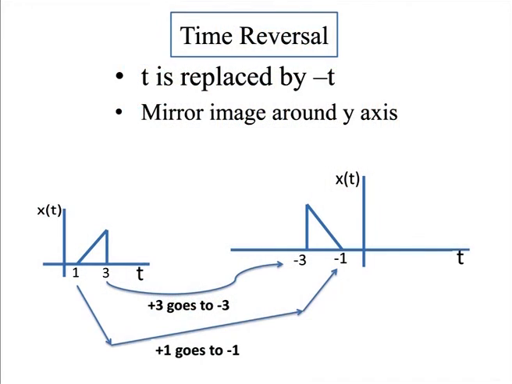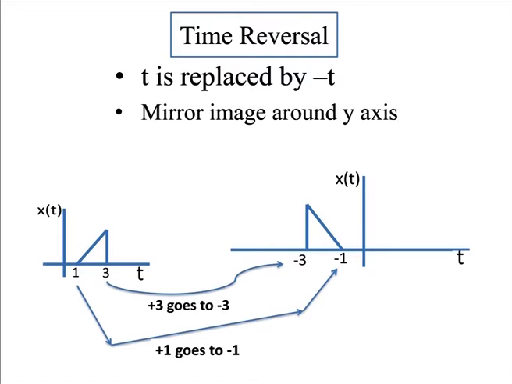Next slide, time reversal. We will discuss in this slide about time reversal, where if we replace t by minus t, then this is called time reversal. t is replaced by minus t and then we get the mirror image around the y axis. Suppose we replace t by minus t in any signal x(t), then we will only get the mirror image of the signal about the y axis.